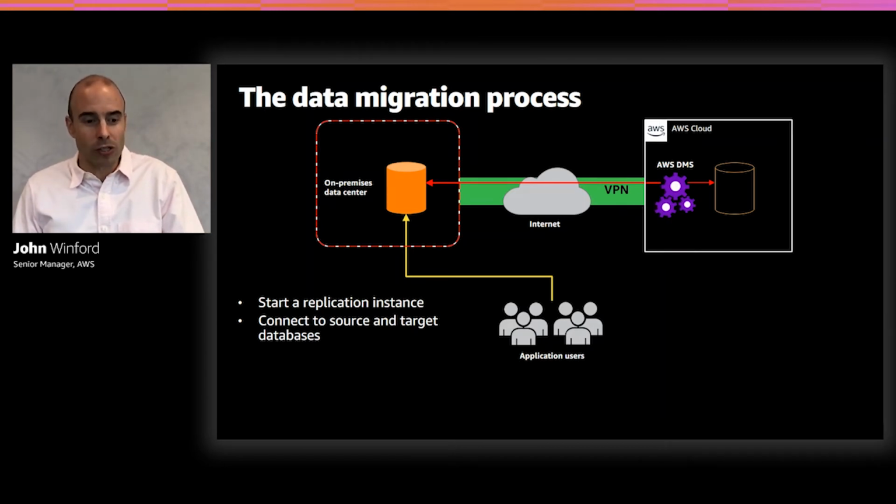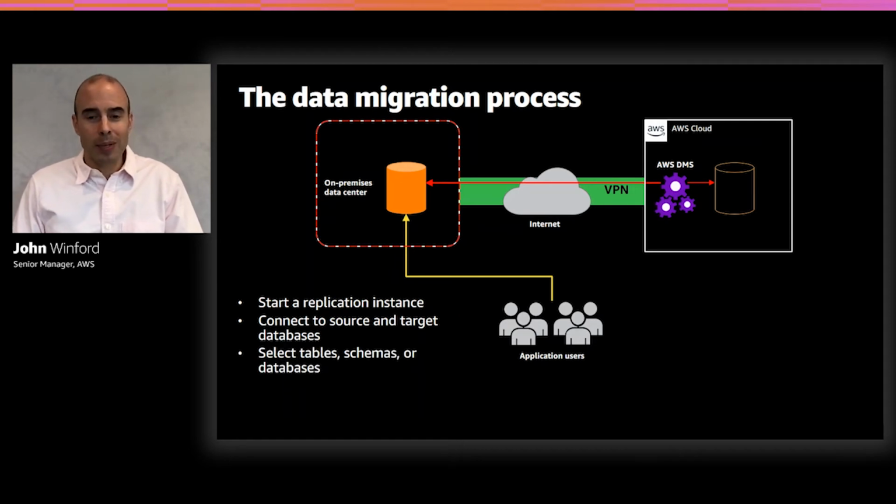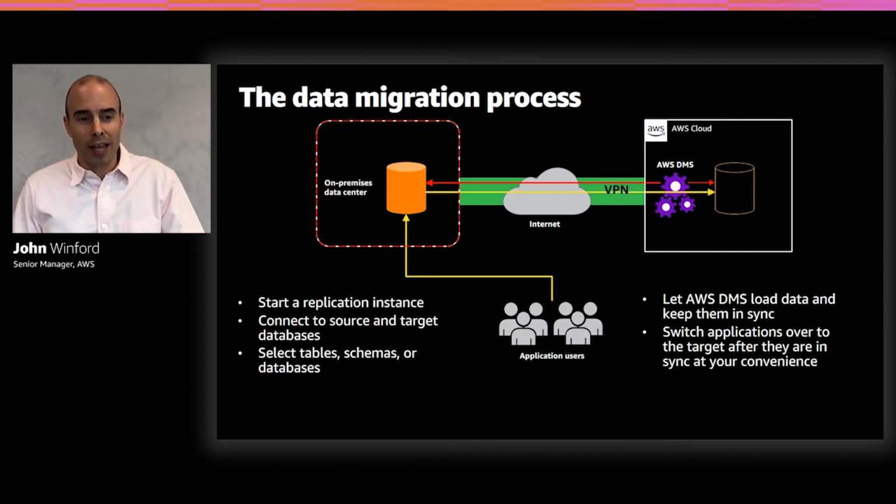Basically ODBC connection strings. And then you say, what is it I want to move? Now, DMS is a logical replication product. What that means is we don't just move everything down to the file level, the whole database at once. You can say specific tables or specific rows in tables. So you say what it is you're looking to move, and then you kick off the replication task, and the data gets migrated from the source to the target.